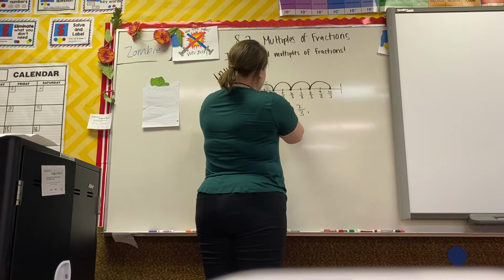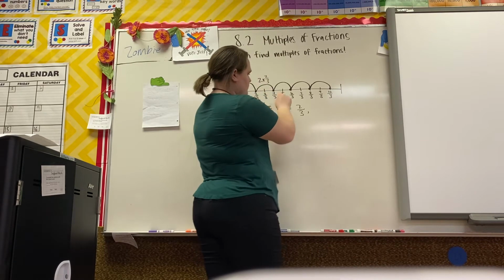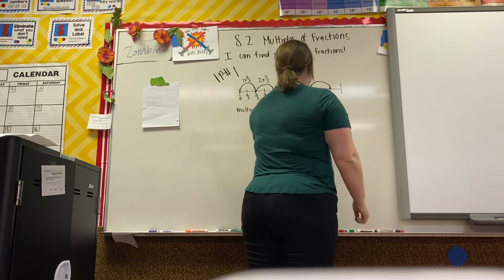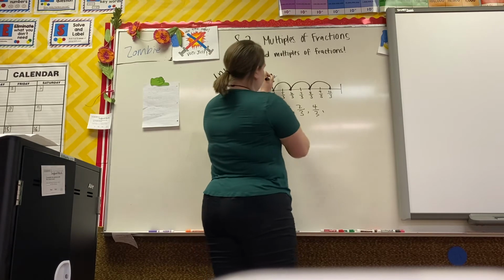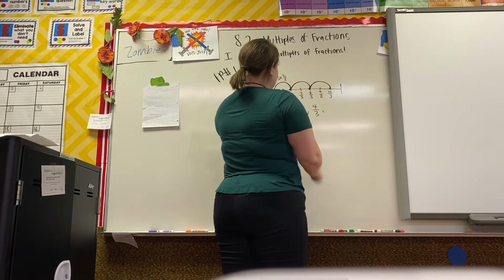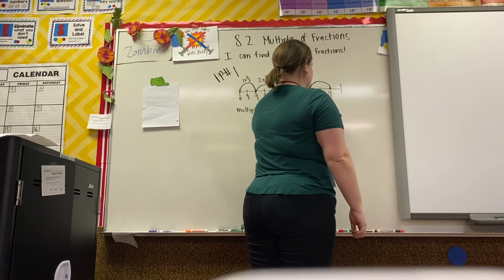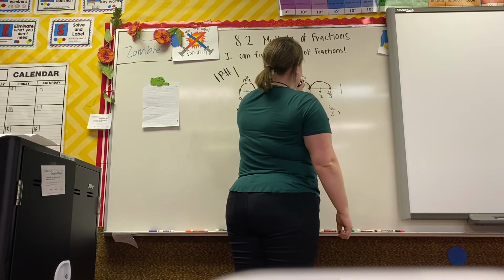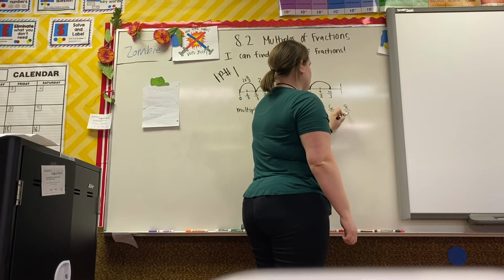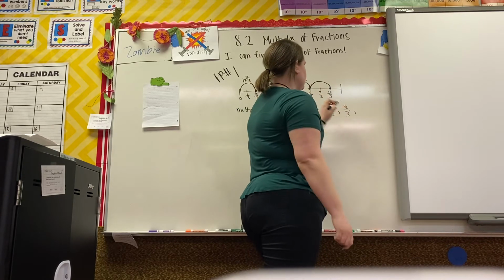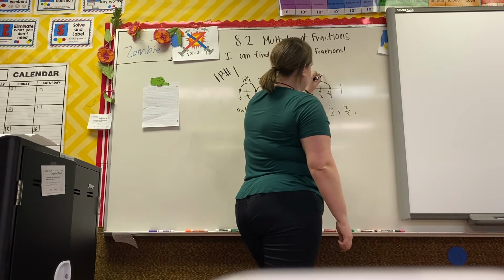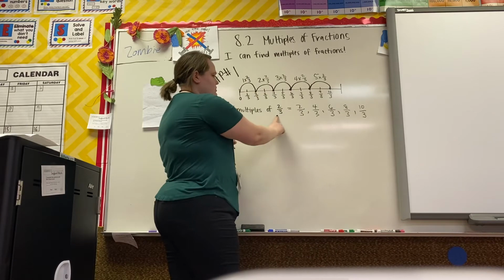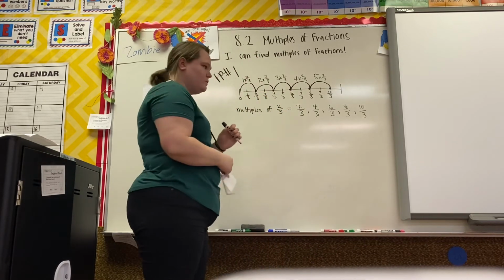Again, when I do 2 times 2/3, I get 4/3. See how it's kind of jumping by 2? My multiples of 2. Then if I do 3 times 2/3, I get 6/3. Okay, if I jump again, 4 times 2/3, I get 8/3. And if I jump one more time, that would be 5 times 2/3, and that would get me 10/3. Okay, so those are my multiples of 2/3. Hopefully you got it right.